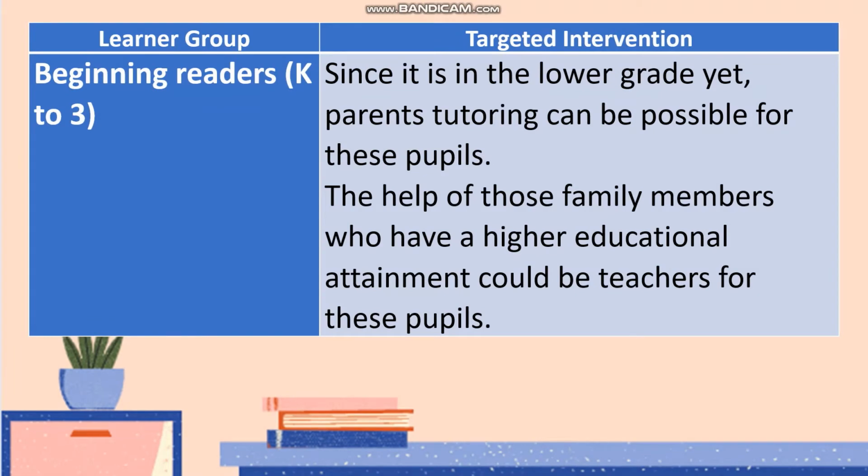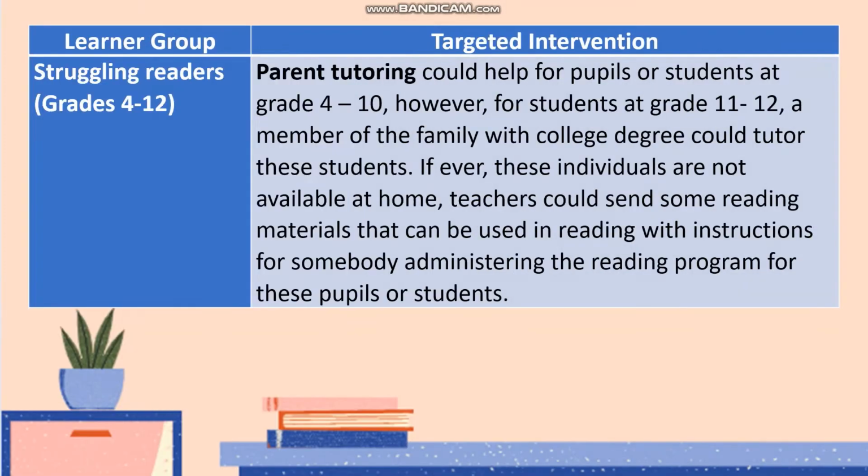For the beginning readers, kinder to grade 3. The targeted intervention: since it is in the lower grade yet, parents' tutoring can be possible for these pupils. The help of those family members who have a higher educational attainment could be teachers for these pupils.